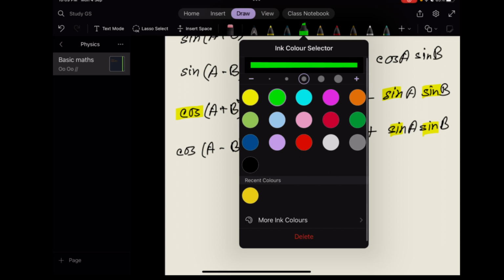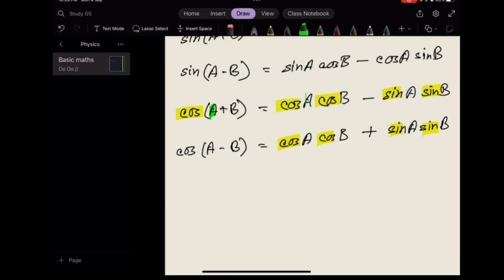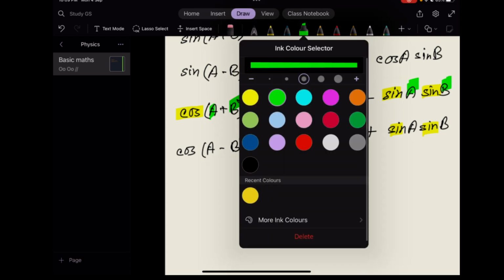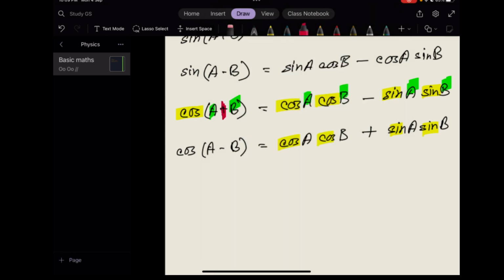Next put a b, b a b a b a b. AB. Next, if you have plus here, put minus here. If you have minus here, put plus here. Okay, if you have plus here, put minus here. If you have minus here, put plus here.